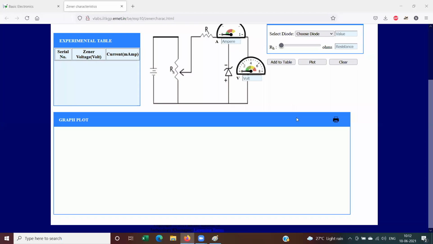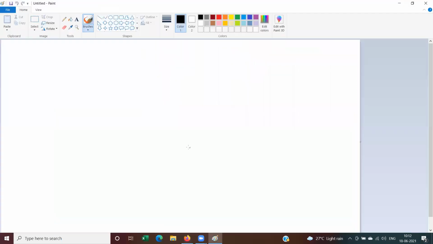Okay, PN junction diodes have been covered. So a Zener diode is basically a PN junction diode, but the difference is that the doping concentration is higher than a conventional PN junction diode.